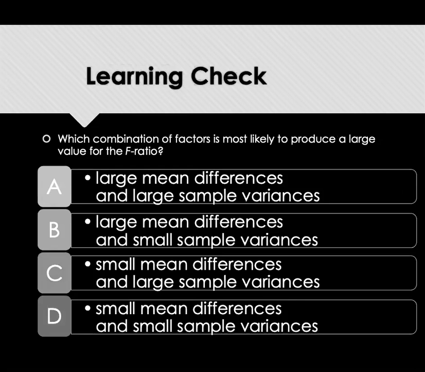Okay, next one. Which combination of factors is most likely to produce a large value for the F ratio? Again, I'll give you a minute to look through these choices and see if you can choose the correct answer.